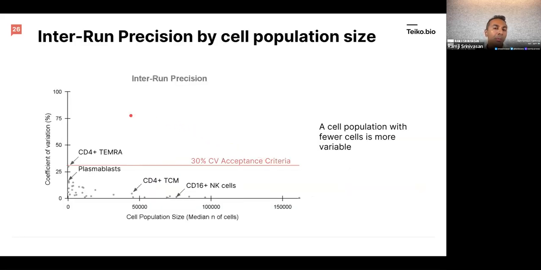And then we looked in more detail. We did this in the more detailed report, but I'll just show this for inter-run precision. We looked at the cell population size. And so, for example, CD4 plus TEMRA, the x-axis over here is cell population size. The y-axis is coefficient of variation. So these are smaller cell populations, which you'd expect would have more variability. And as we saw, larger and larger populations have less and less variability, which makes intuitive sense. A cell population with fewer cells is going to be more variable because you're going to have fewer of them to pick up.